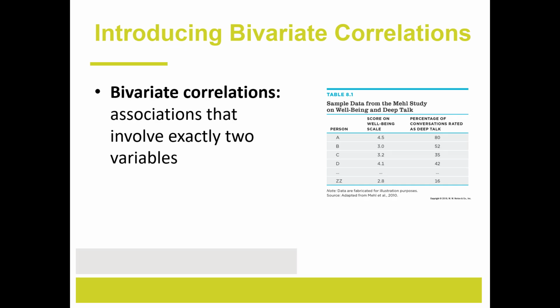So let's start off by talking a bit about simply what a bivariate correlation is. Bivariate, or two-variable, correlations are simply that, a correlation between two, and only two, variables. Bivariate correlations are also called bivariate associations. You can see here in the table on the right data from a study that examined well-being and deep talk. Here we see two variables being observed, individuals' well-being scores and the percentage of their conversations that were rated as deep talk.